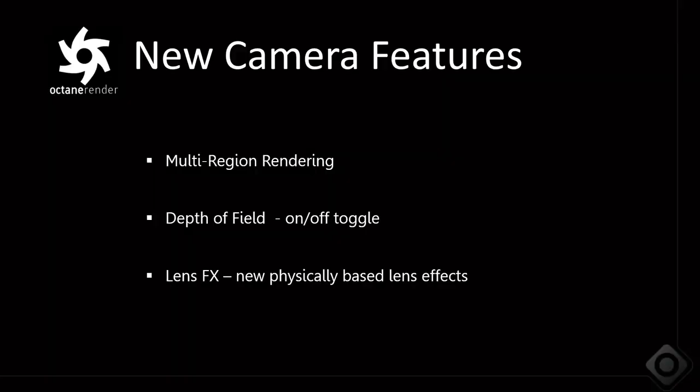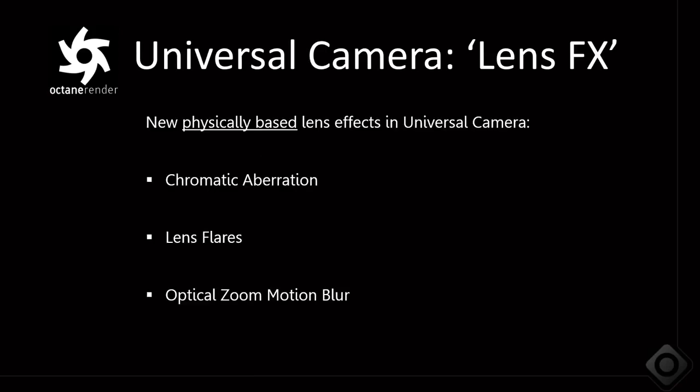Rendering and motion sampling. So first up is the camera. We're going to be adding multi-region rendering support. Depth of field can be toggled. And we're also adding way more lens control in the universal camera. So the lens control that we're adding is going to support things like chromatic aberration, which is highly requested. You'll be able to do physically based lens flares as well. They'll be pretty fast. And another thing is optical zoom will support motion blur inside of the universal camera itself.